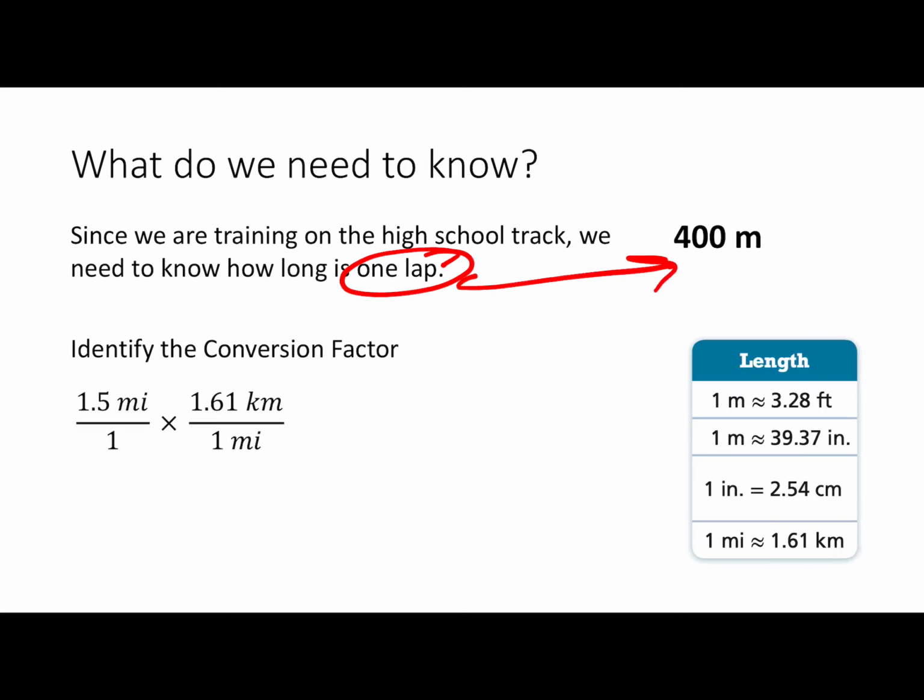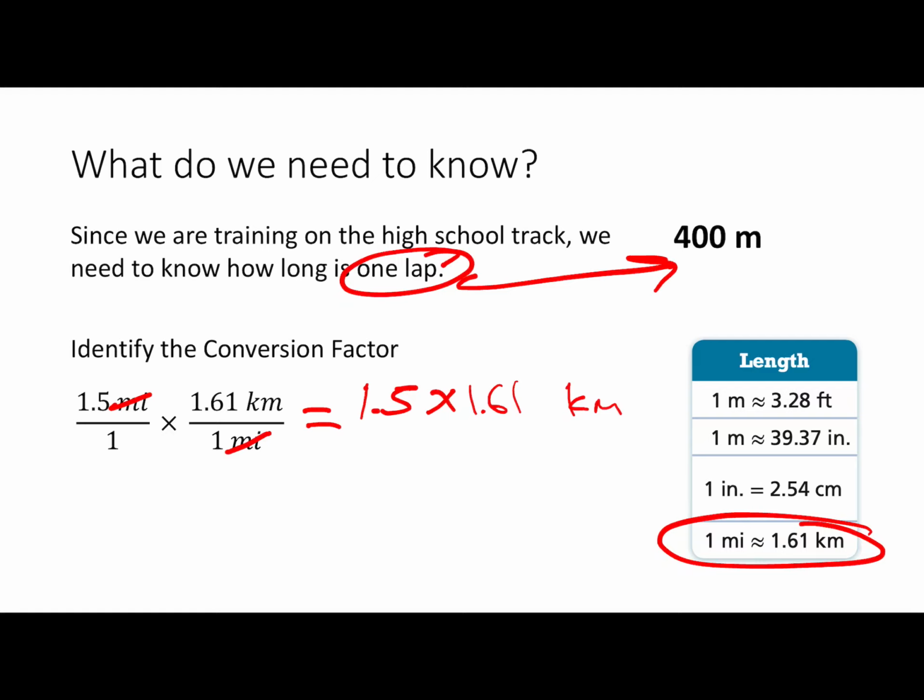Okay, next thing we need to figure out is what is our conversion factor from miles to meters? Well, I don't have miles to meters, but I do have miles to kilometers. So I take the units we were given, 1.5 miles, and write that as a fraction over 1. And then I multiply that by our conversion factor so that we have 1.61 kilometers over 1 mile, which means the miles will cancel and we're left with the units we want, which is kilometers. And we get 1.5 times 1.61 kilometers.